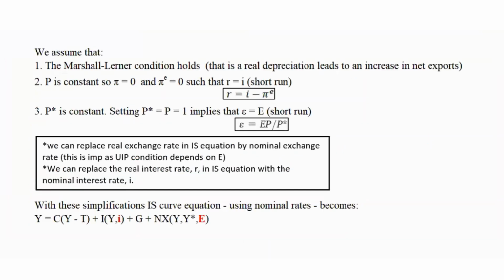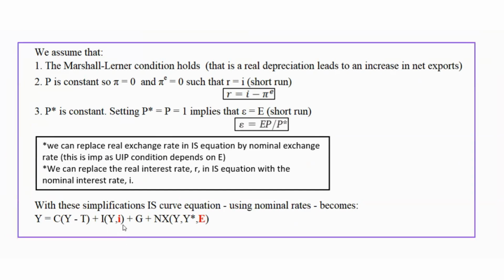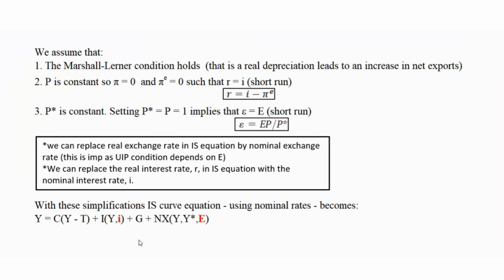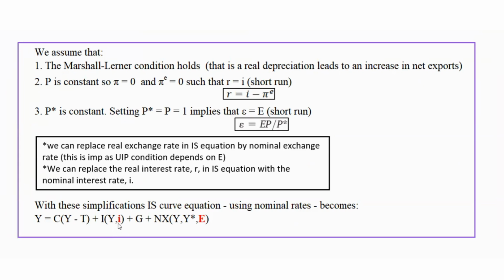So with these simplifications, our IS equation using nominal rates simply becomes, in general, investment is a function of the real interest rate. But given the assumption that we made, R is just equal to I, so we can write investment as a function of the nominal interest rate. Similarly, we know that net exports is a function of the real exchange rate, but now we can write it as a function of the nominal exchange rate given the assumption that we've made.